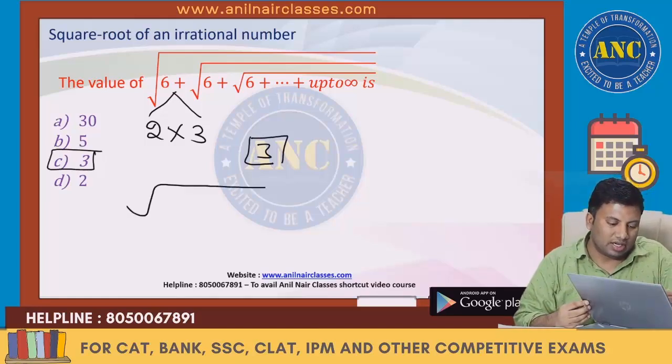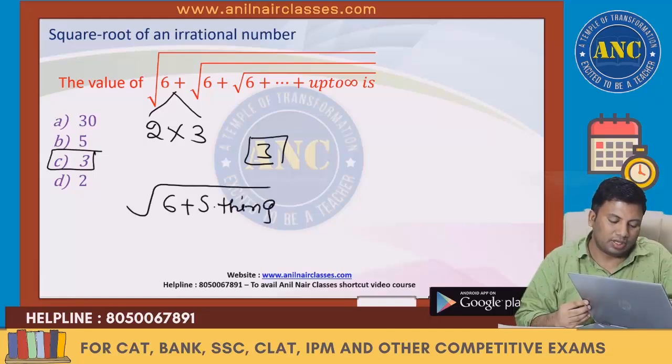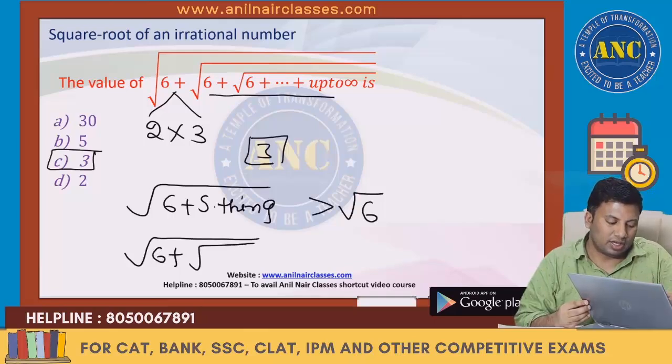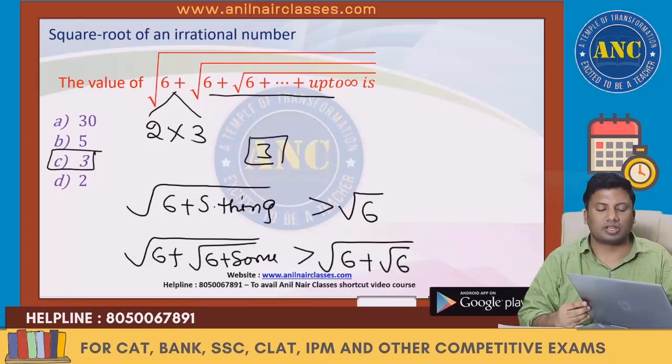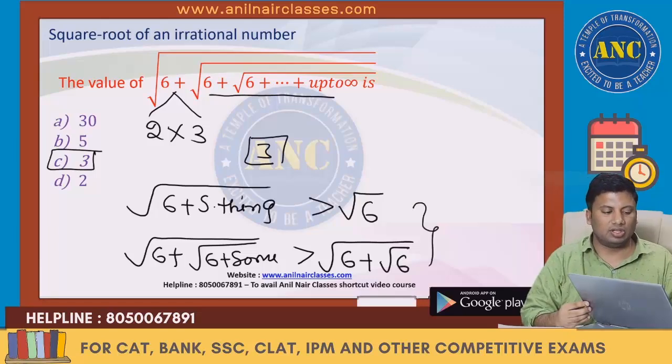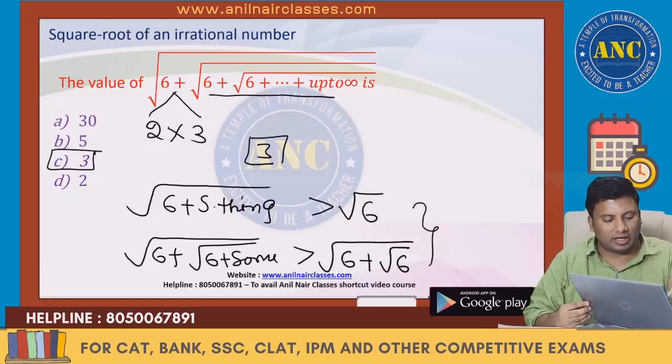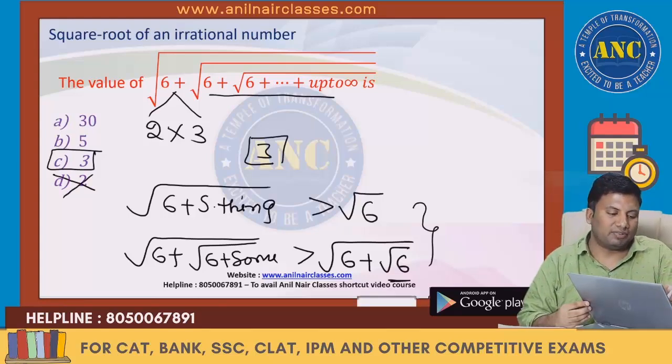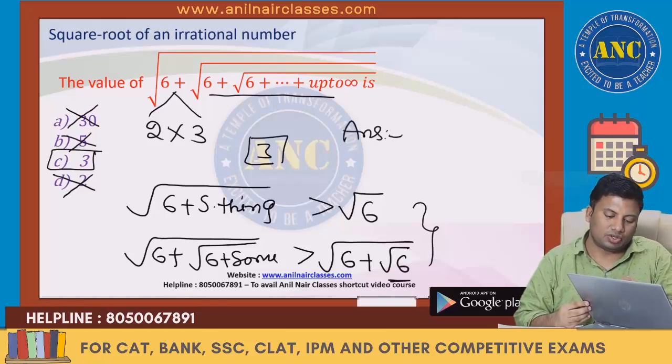Now otherwise, it is √(6 + something). The answer should be greater than √6. It is √(6 + 6 + something), so it is √6 + something. The answer should be greater than √6 + √6, so the answer should lie between these two values. So the answer should be greater than 2. It is not possible; √6 is 2.4, so this is not possible. So the answer for this question is 3.